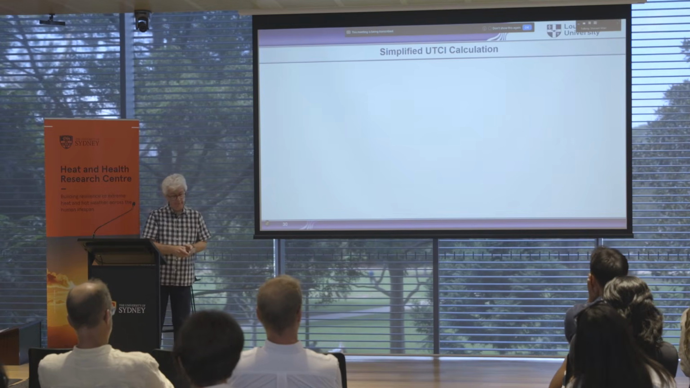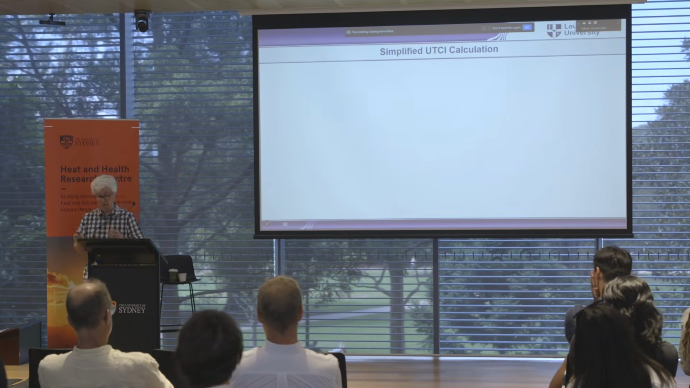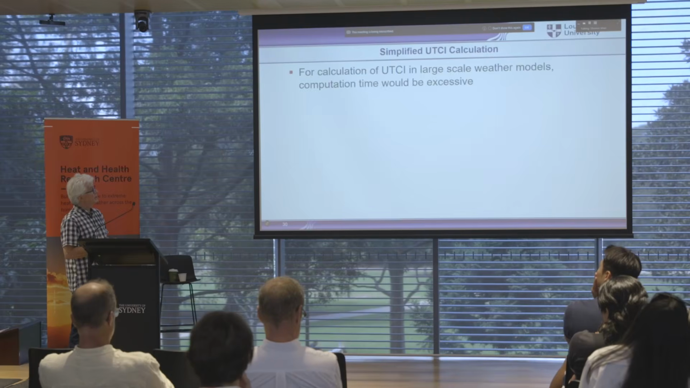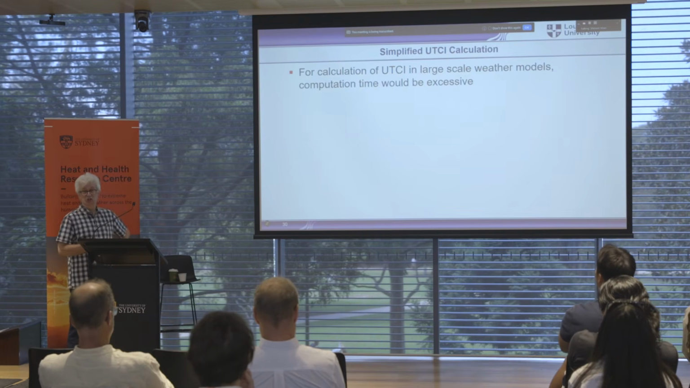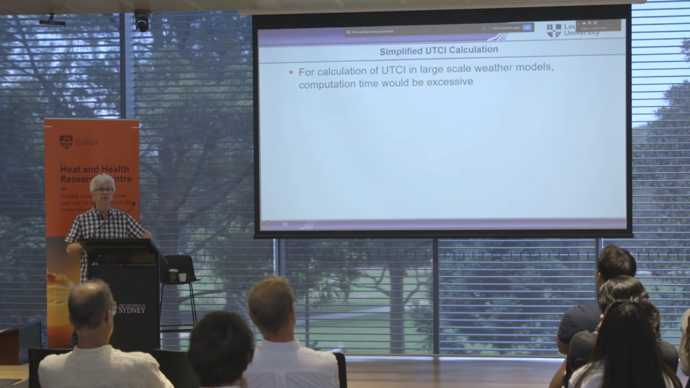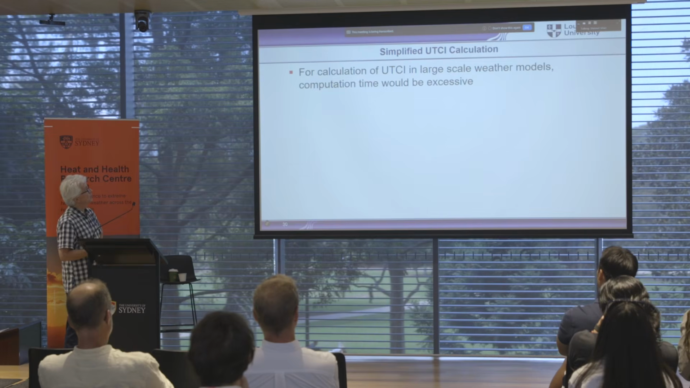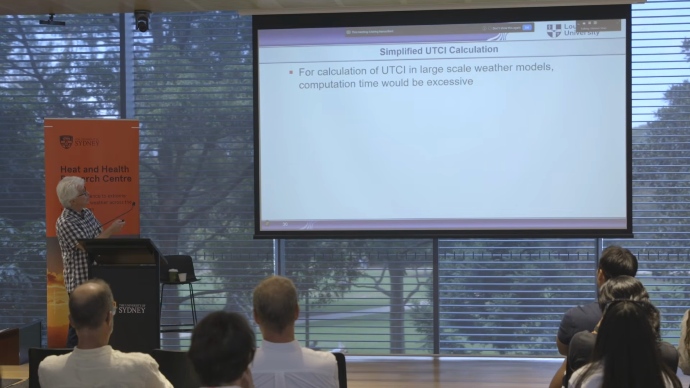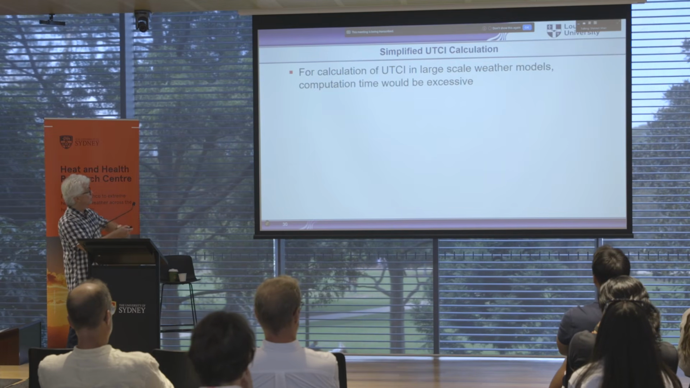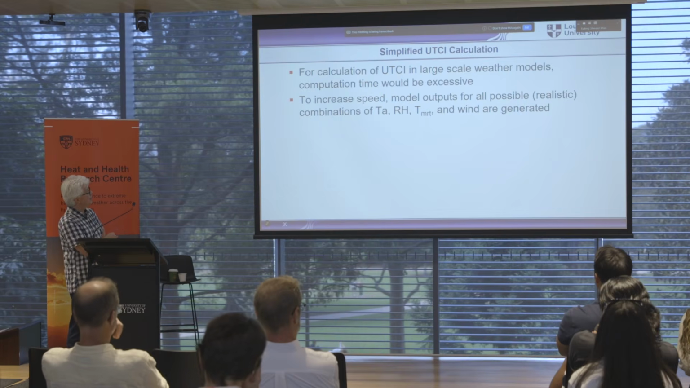Good. Now, the problem is that a lot of people, especially meteorologists who want to work with this, like I said, want to do this on a global scale, and they want to calculate 10 by 10 kilometer or even narrower grids. And that would just take too much time to run this physiological model for each time for each of the grid points. So for calculation of UTCI in large-scale weather models, computation time would be excessive.